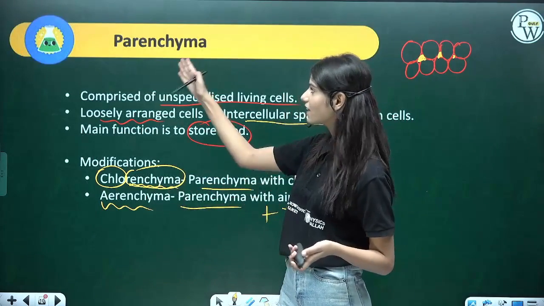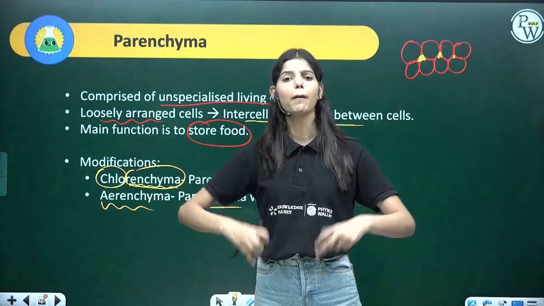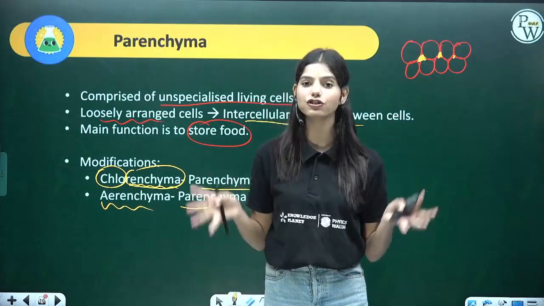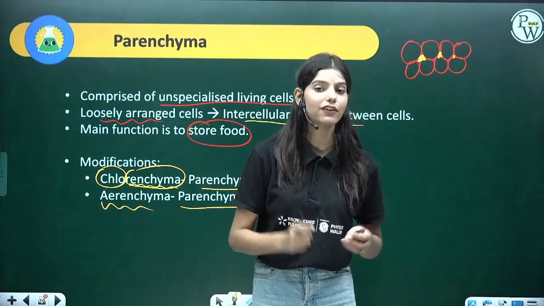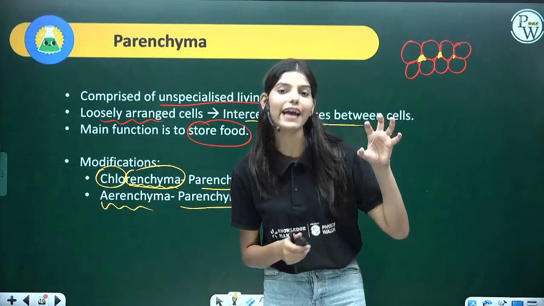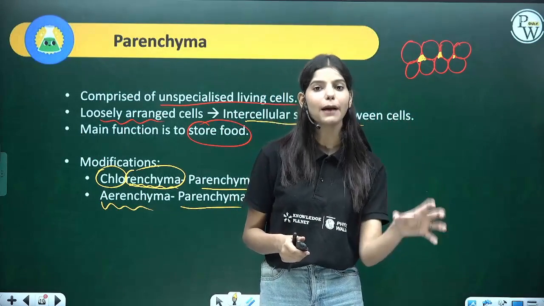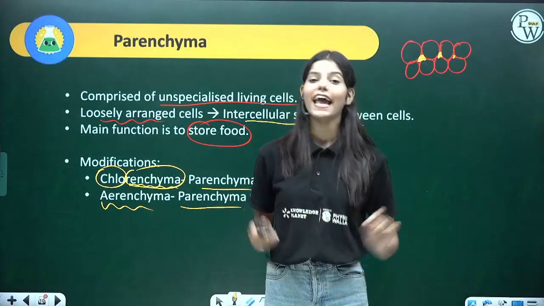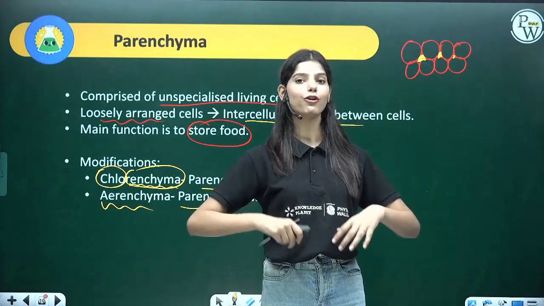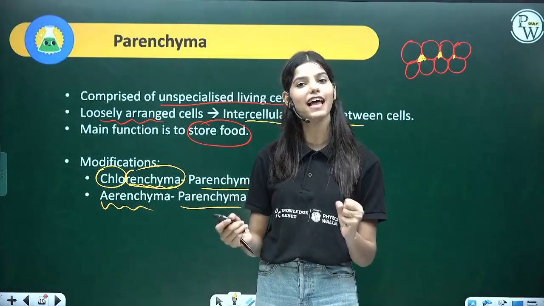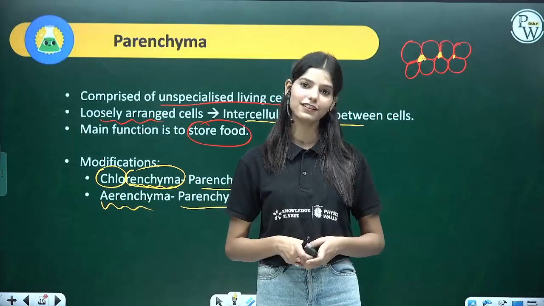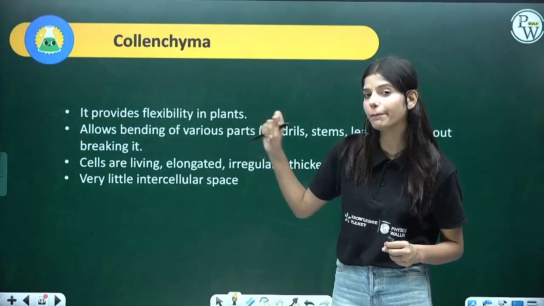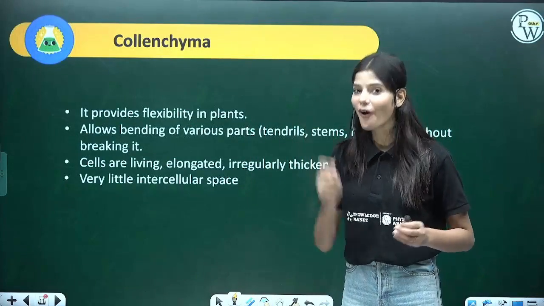So here parenchyma which has chlorophyll pigment will perform the process of photosynthesis and help the plant in the production of food. But parenchyma which has these air spaces, or in short aerenchyma, can help the aquatic plants to float over water so that they can obtain the sunlight and perform the photosynthesis process. Okay guys, now let's talk about the second type of simple permanent tissue, which is called Collenchyma.